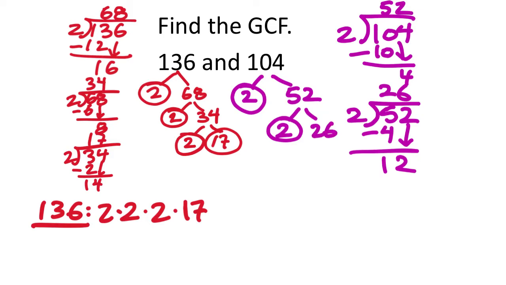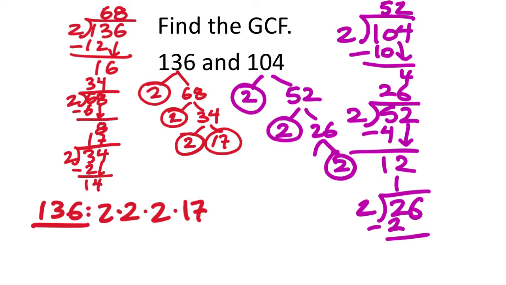I should have given myself more space. But 26 is, again, an even number in the ones place value, so I know it is also divisible by 2. 26 divided by 2. 2 will go into 2 once. 1 times 2 is 2. Subtract that out. Drop the 6. 2 goes into 6 3 times. So that's 13, which is prime.